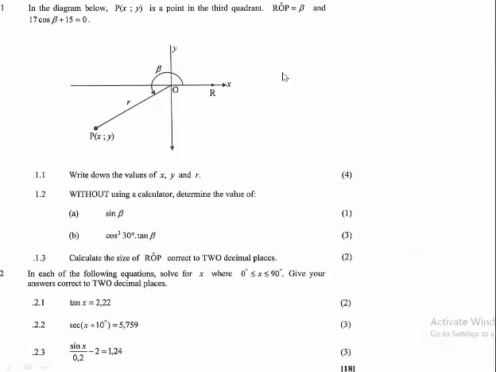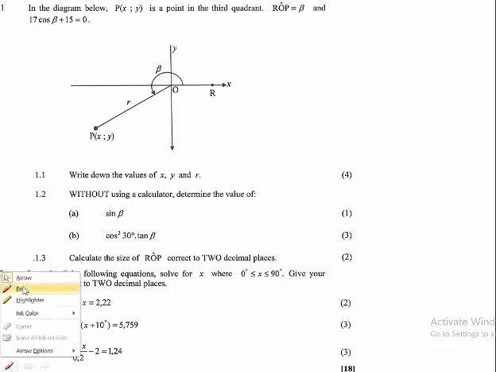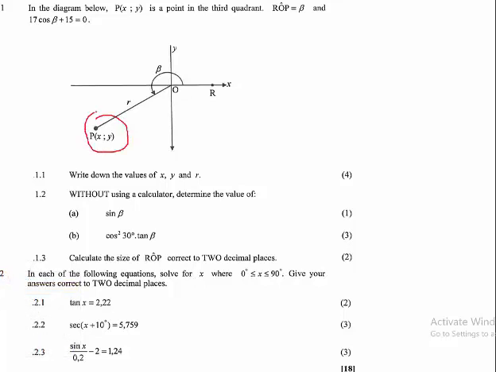So for the next set of questions, which is in the diagram below, you have your P, X, and Y, right? Your P will be your X and Y values. It is a point in the third quadrant. As you can see there, let me mark it using a pen. So this is the point they are talking about. It's in the third quadrant, right? So you have your ROP, which is beta. From this point here to this point, this is beta. And you have your 17 cos beta plus 15 is equal to 0.